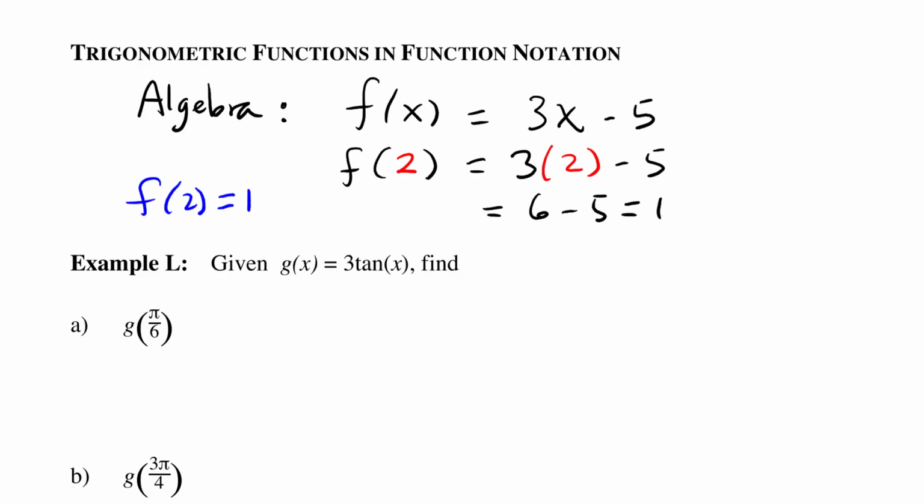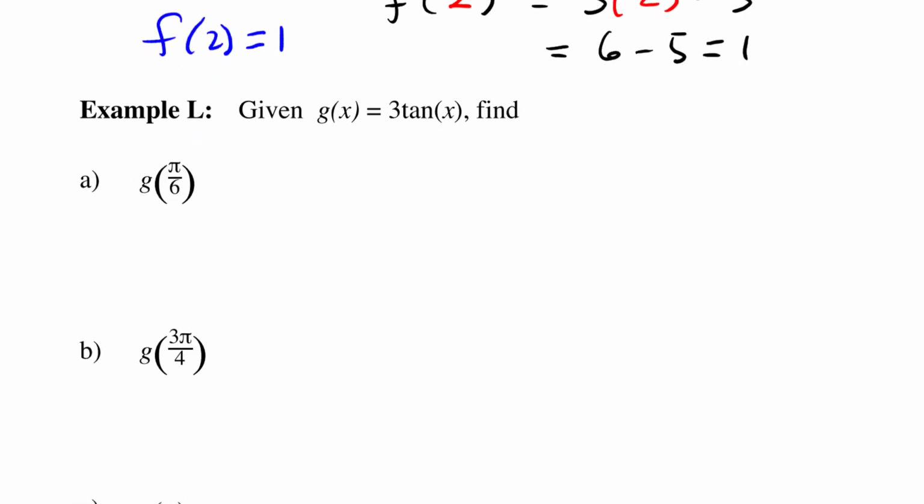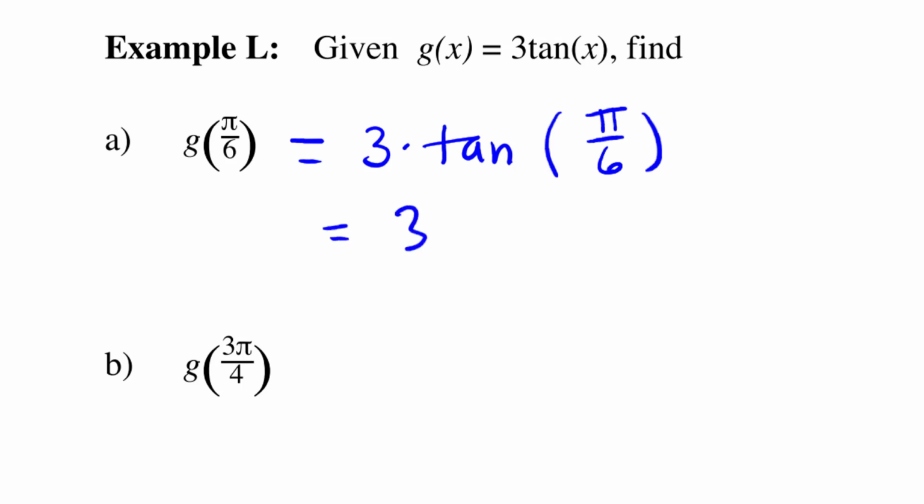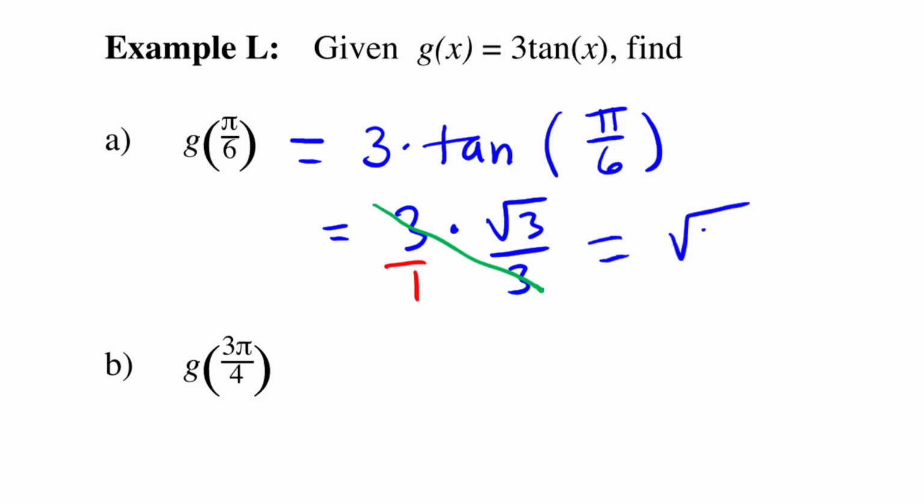Well, we're going to do the same thing now for trig functions. So this time, given that g of x is equal to 3 times tangent x, we're first going to find g of pi over 6. In this case, that means 3 times tangent of pi over 6. We look up the value for pi over 6, discover that it's square root of 3 over 3, or maybe we have it memorized. That's terrific. Of course, the 3 can be written as 3 over 1, and because we're multiplying, we can divide out the 3's in this case and get just square root of 3.